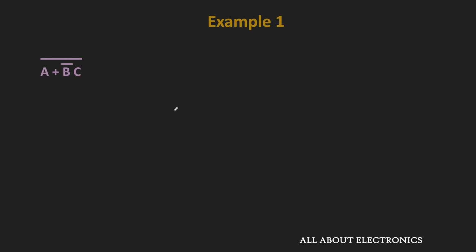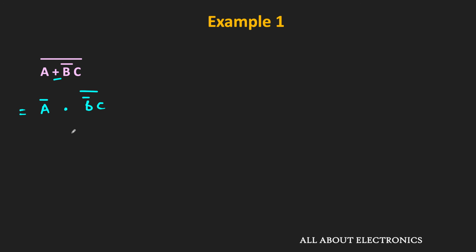So this is our first example. As you can see, this expression has a bar on top of it. So what we will do, we will break this bar and give it to the individual variable or the group, and then we will change the sign. First of all, let us break this bar and give it to the individual group. That means this A will become A bar and this B bar C will have a bar on top of it. Moreover, we will also change this sign. That means now this OR operation will get converted into the AND operation. That means now we will have this A bar dot this B bar C whole bar.